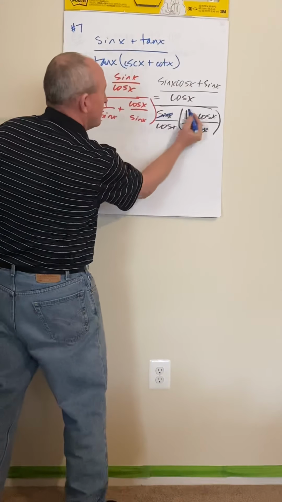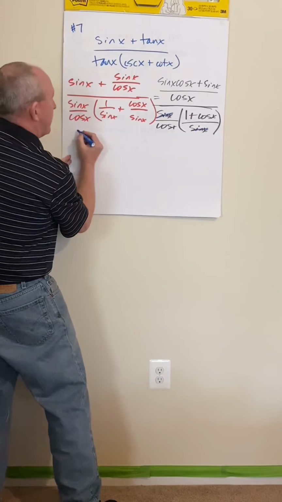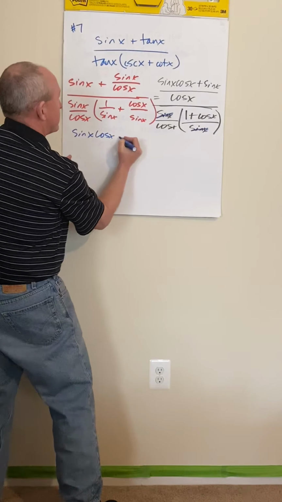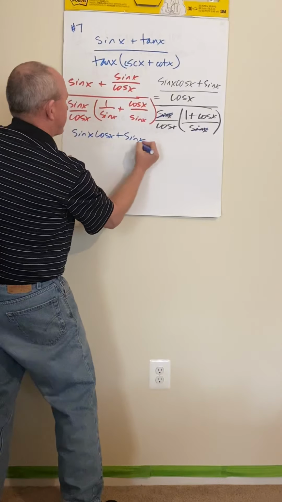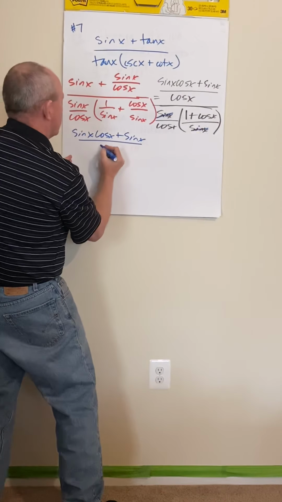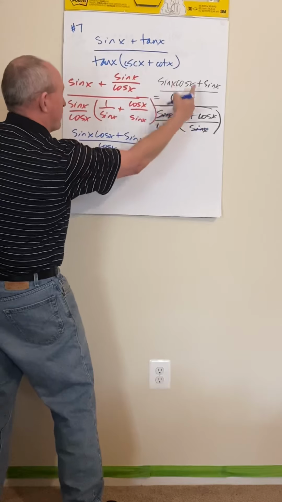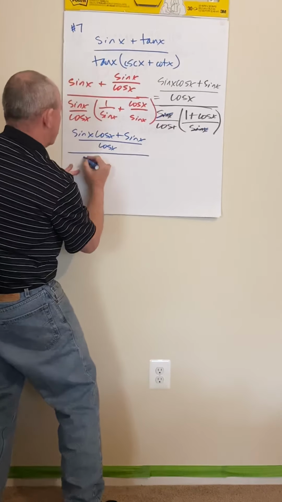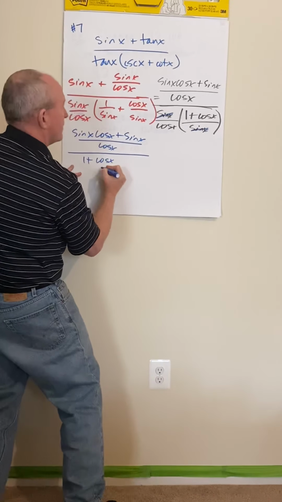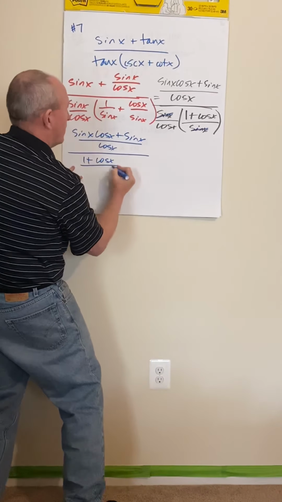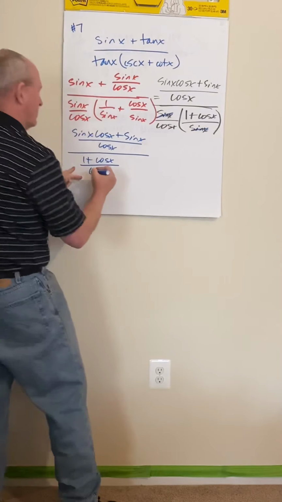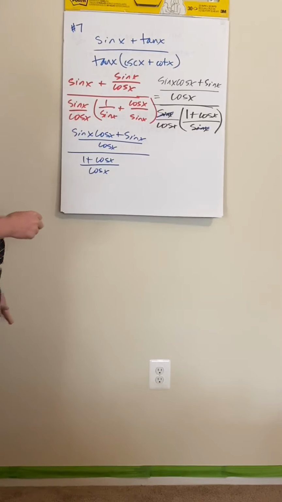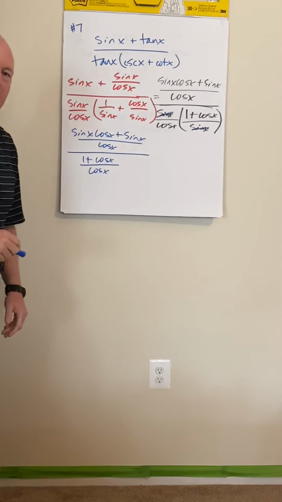So now over here, I'm going to leave my top the way it is. I got sine x cosine x plus sine x over cosine x. That's my numerator. All of that divided by 1 plus cosine x over cosine x. And I can't cross those out. Now we're going to keep, change, flip.